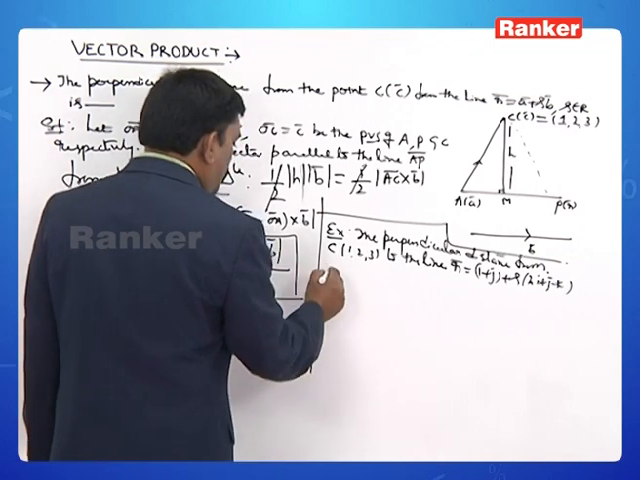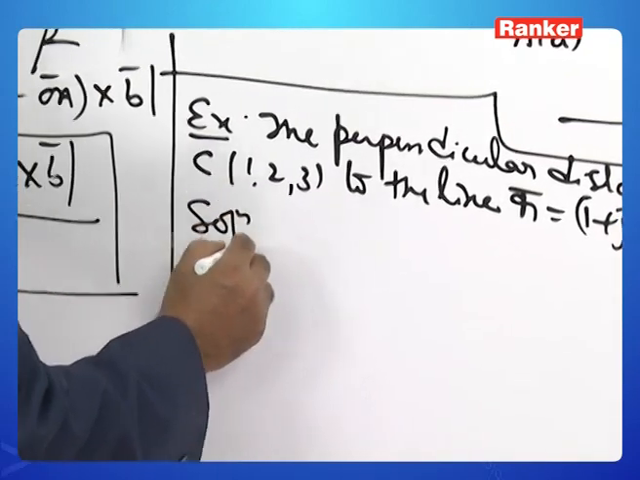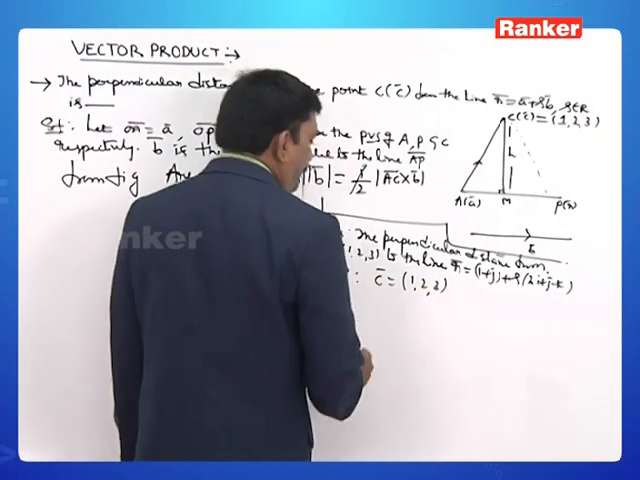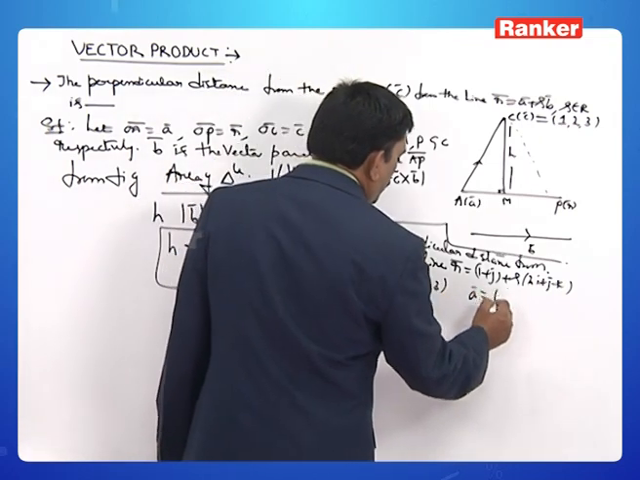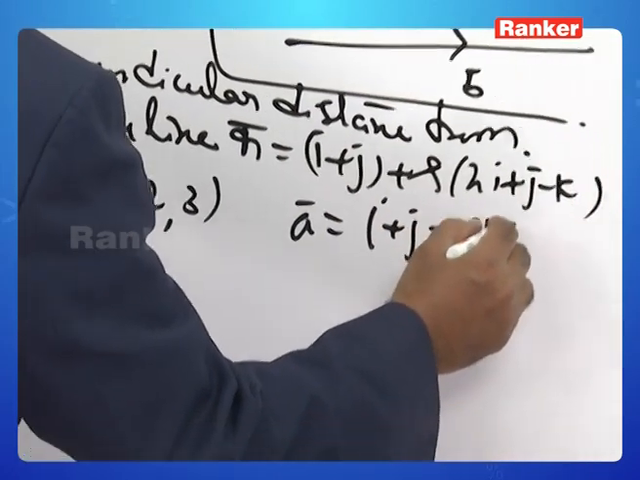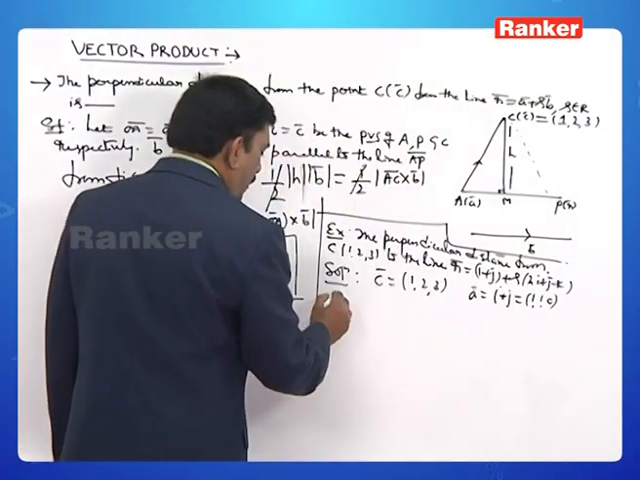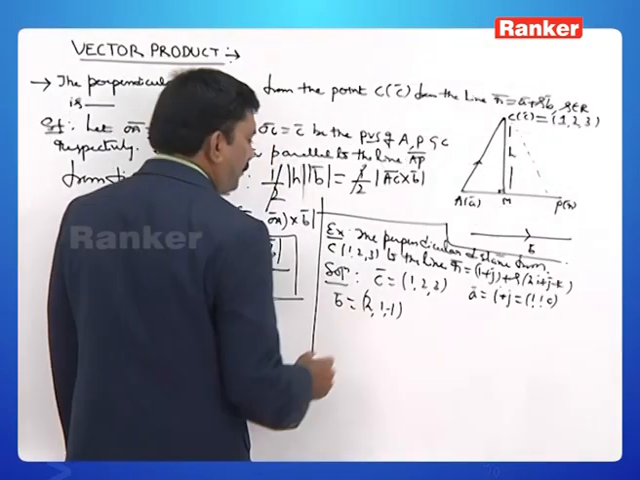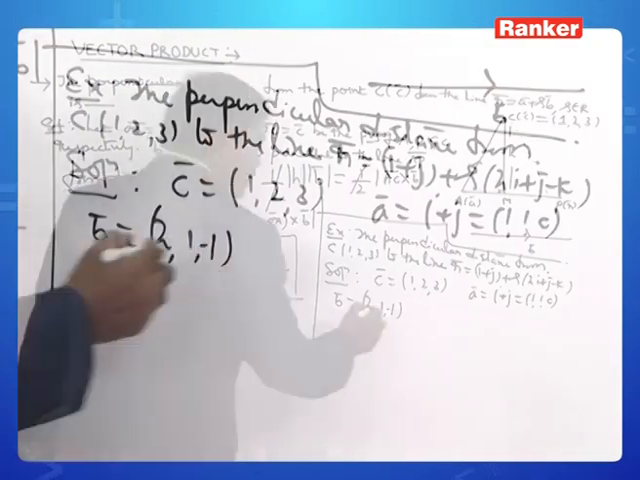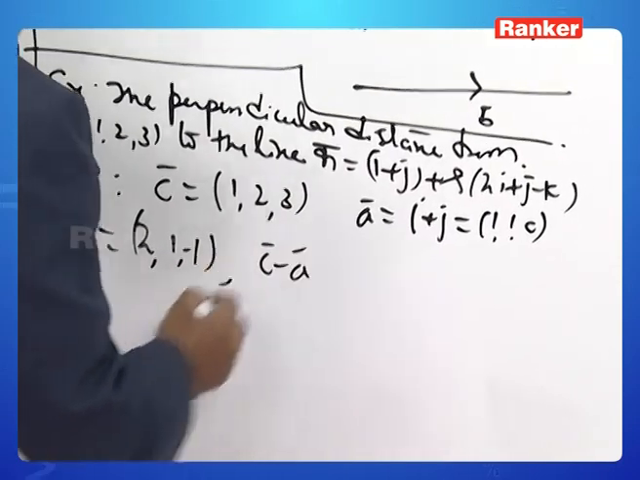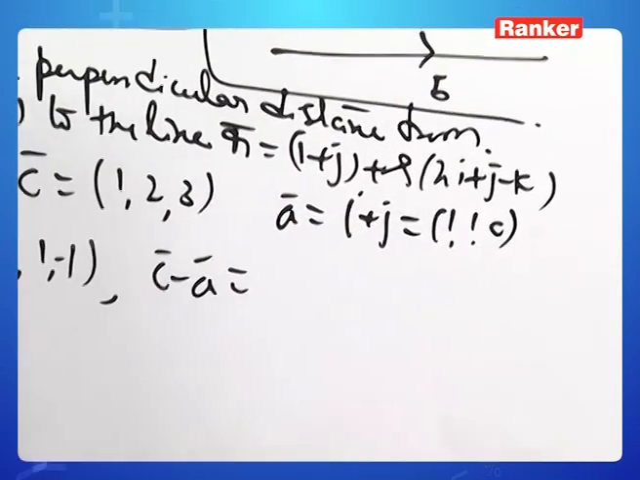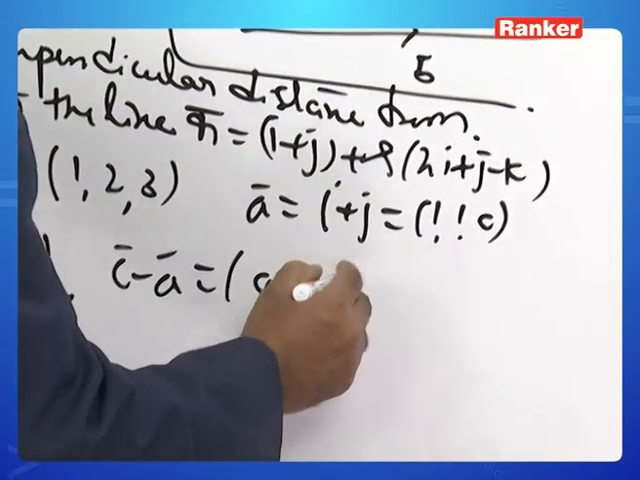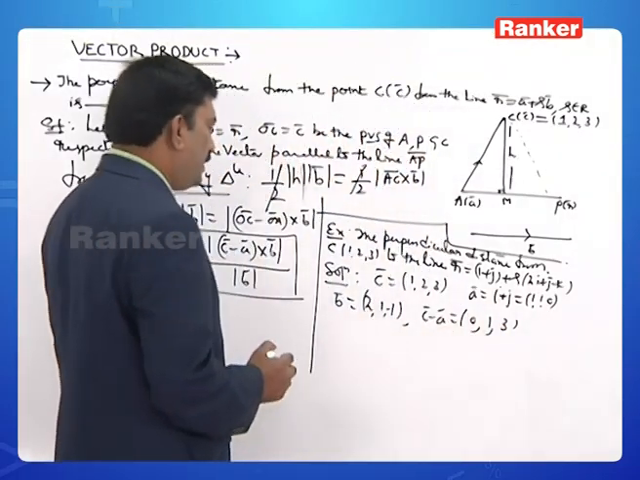Now according to this, the solution is C bar is equal to 1, 2, 3 and A bar is equal to I plus j, which is nothing but 1, 1, 0, and B bar is equal to 2, 1, minus 1. Just find out C bar minus A bar: 1 minus 1, 0, 2 minus 1, 1, 3 minus 0, 3. I got C bar minus A bar.